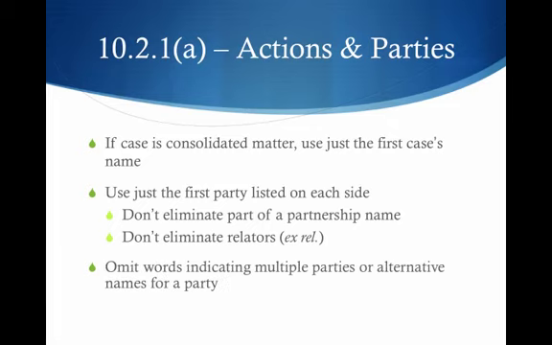We're also going to omit words indicating multiple parties or alternative names for a party. Therefore, if you see a name followed by et al. at the beginning of your case caption, you're going to eliminate the et al. and just list the first party. You do not need to account for the parties on either side that you've eliminated. We're also not going to use other alternative names, so anything listed as doing business as, or DBA, or also known as, or AKA, can be eliminated.